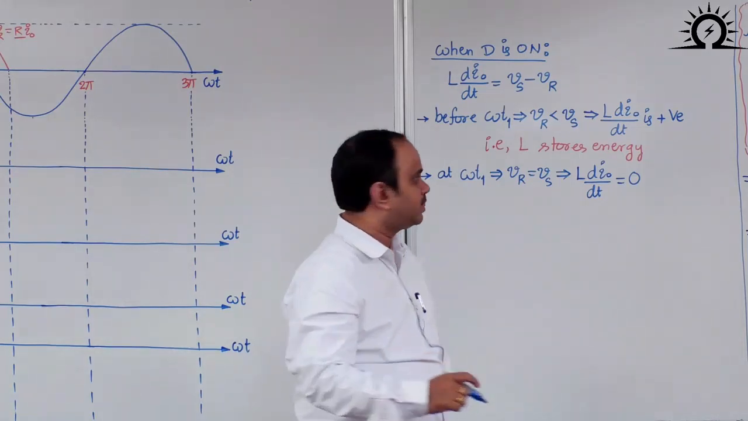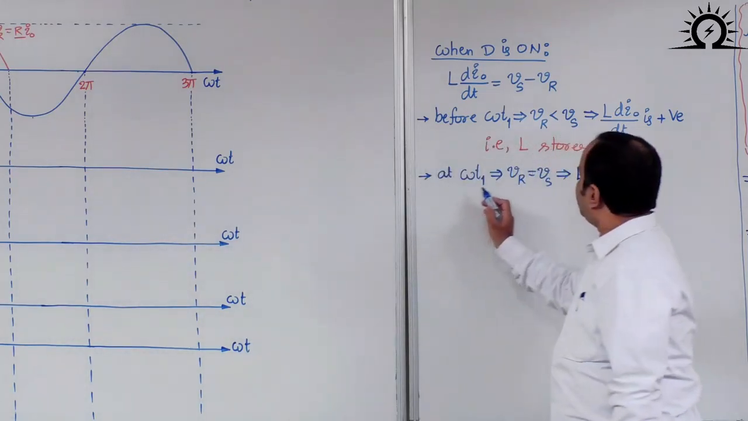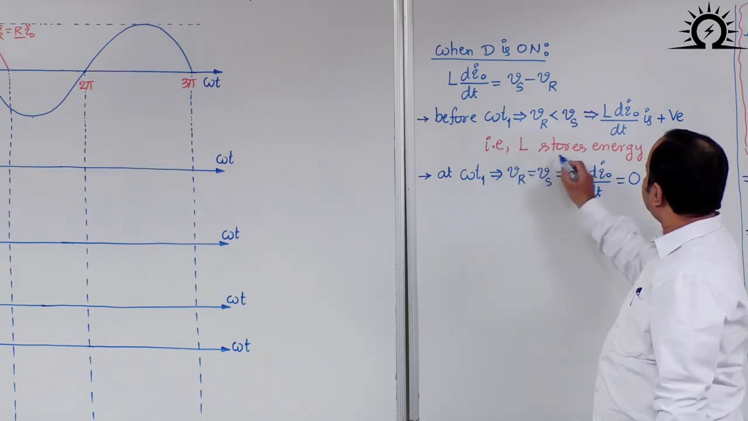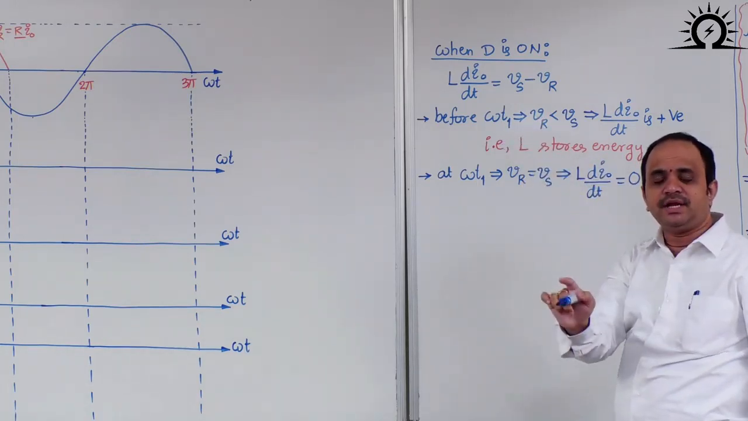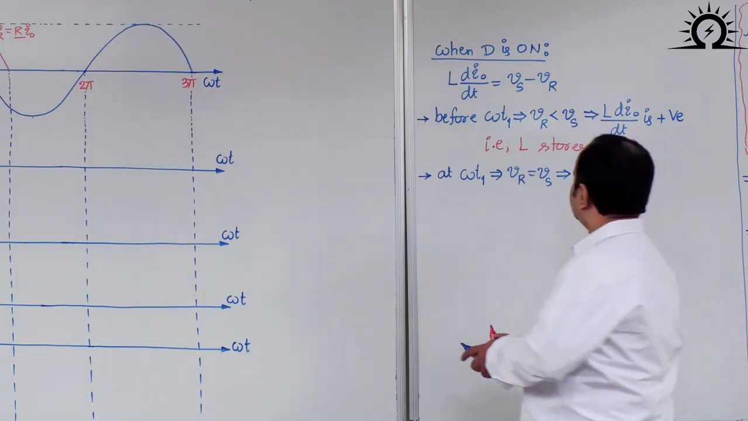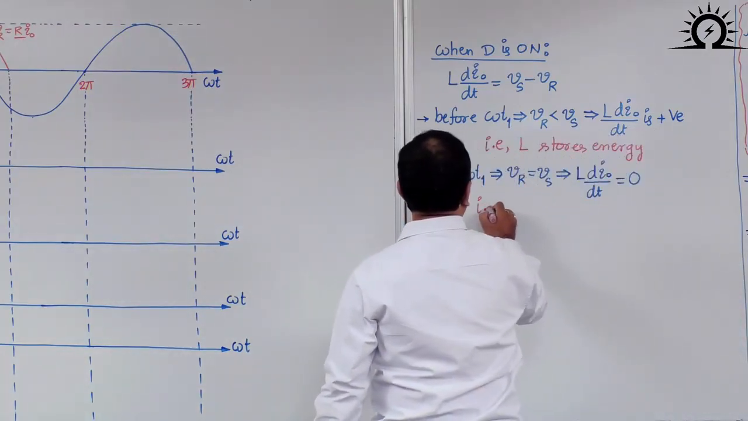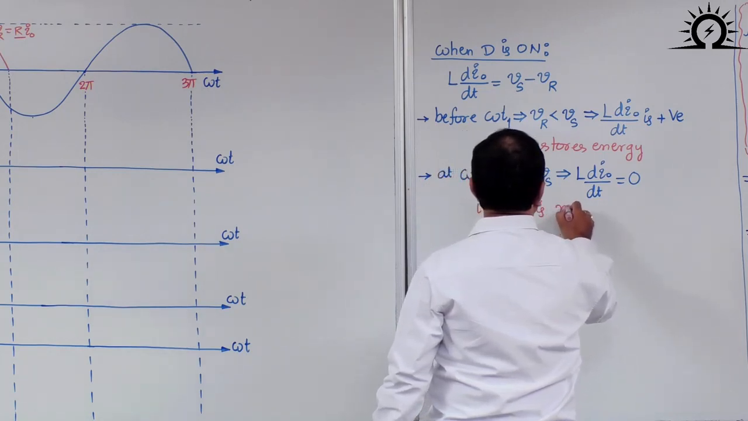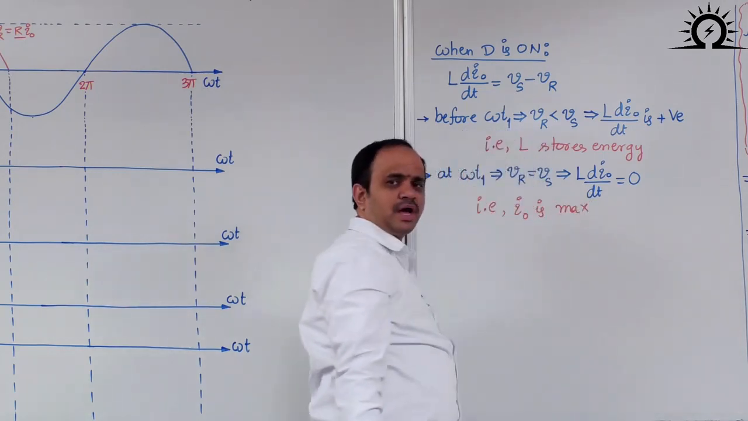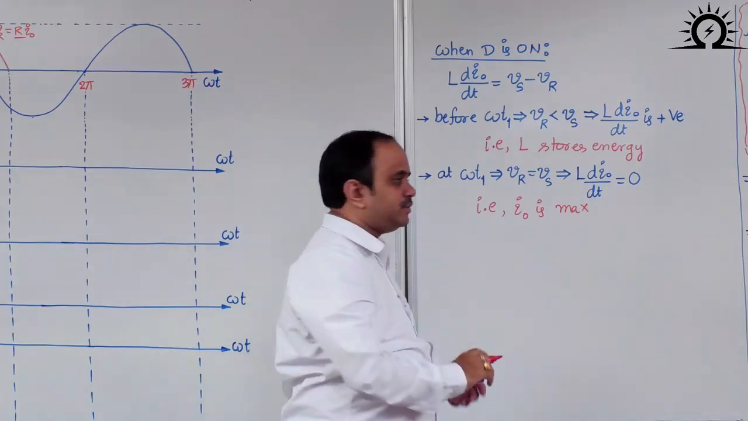How do I know that? Before omega t1, the inductor stores energy, which means the current is rising. Definitely it will reach a maximum value. So I can say here that I naught is maximum, or I naught is the peak value.